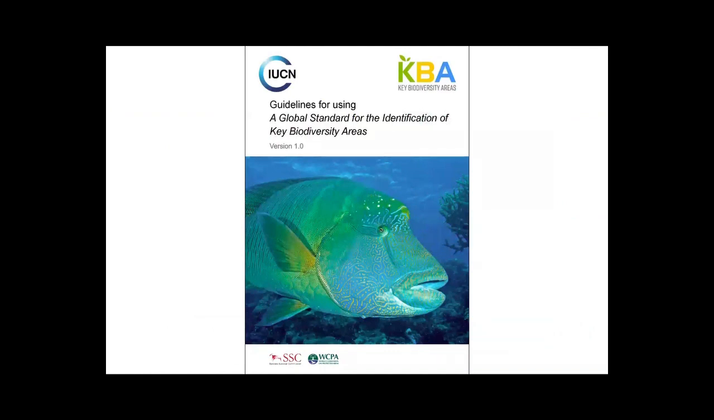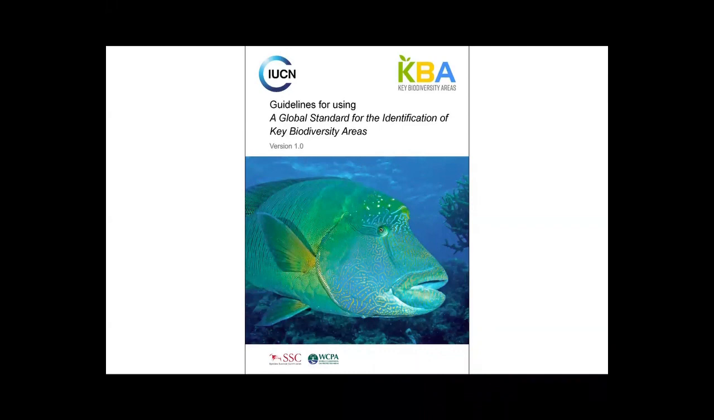Now, having provided a brief high-level background and an overview of the KBA standard, I'm going to move on to the guidelines for using a global standard for the identification of key biodiversity areas. In developing the KBA program, we've been very fortunate to learn from the well-established IUCN Red List process. And the KBA standard, just like the Red List categories and criteria, is a very concise document that sets out the criteria and thresholds, but doesn't provide much added detail.